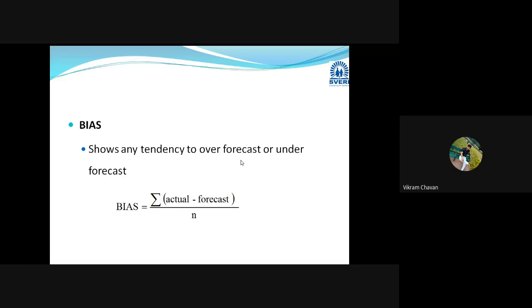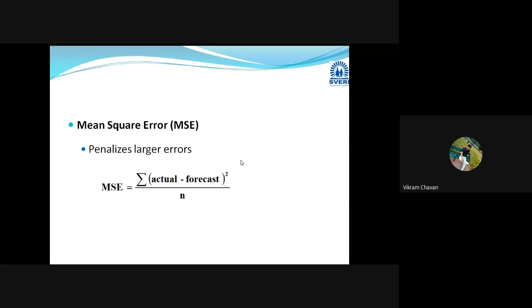Shall we move ahead? So now the next one is the mean square error. This error amplifies the size of the error. We are taking the square and its summation, so it will amplify those errors. It penalizes larger errors. This penalty on large errors comes from using the mean square error, and it is useful to compare two different forecasting methods.